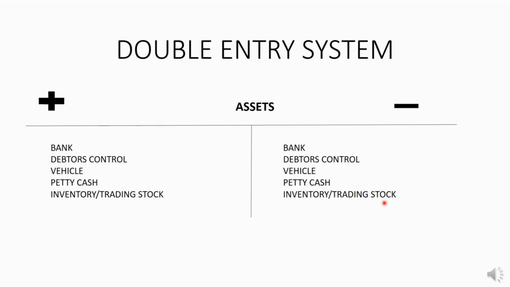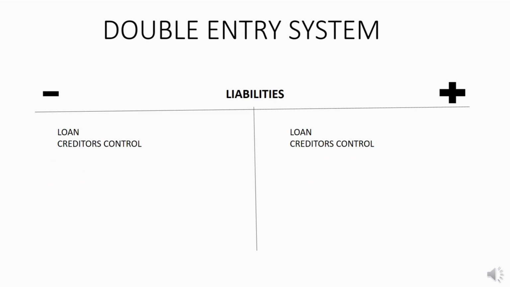So allow me to continue to the next slide. We are now talking about liabilities. With liabilities, we are referring to external companies or individuals that we had borrowed money from or we bought goods on credit from. We find ourselves owing these people. That is why we refer to them as liabilities.